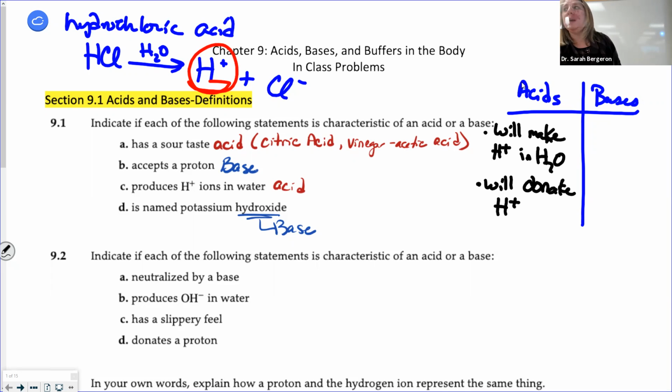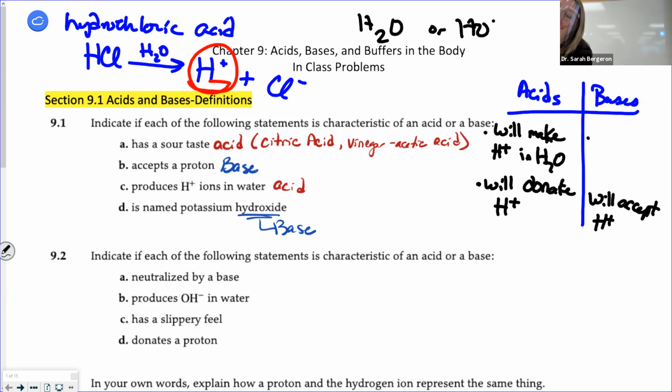Well, if that's what acids do, bases are basically the opposite. So what could you say about bases? Well, they accept H+ ions, okay? What happens when we put it in water? We can't make H+, but when you think about water, water is H2O or HOH, right? So if you can't donate hydrogen ions, what's the other part of water? Hydroxide, OH. So we'll make OH- in water.